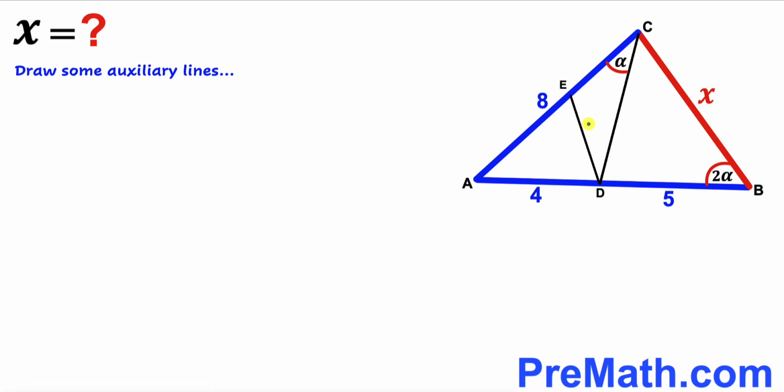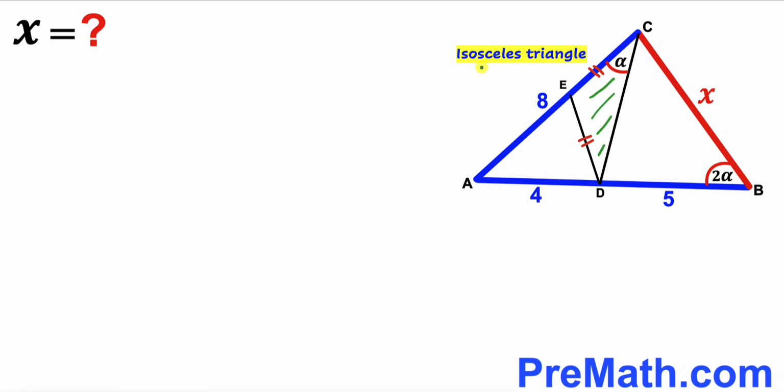As you can see in this next step, I have drawn this segment DE such that this DE segment equals this segment CE. And now we can see that this triangle CDE is our isosceles triangle, since this side length equals this side length. So therefore we conclude that this angle has got to be equal to this angle alpha. So therefore this angle is going to be alpha as well.